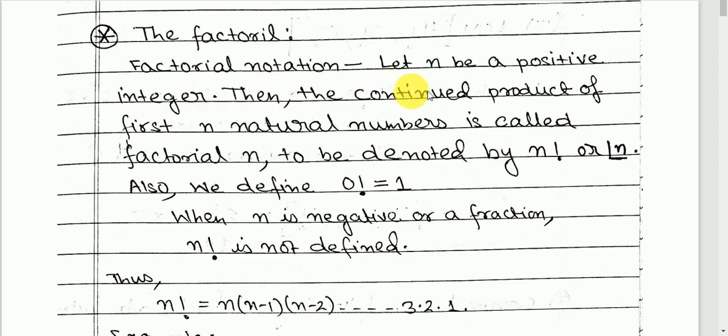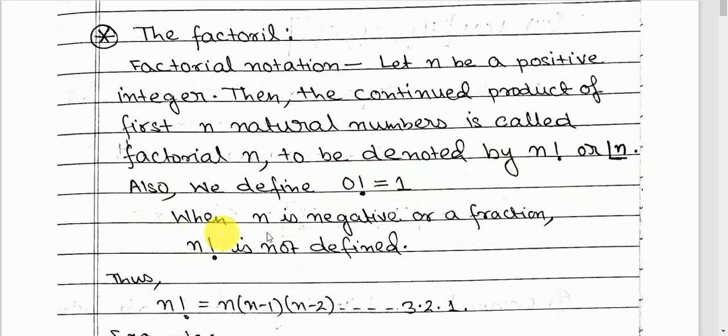Then the continued product of the first n natural numbers is called factorial n, denoted by n followed by an exclamation mark, or you can see it's something like L with the n written over here. So either you write n and then exclamation mark, or you can write this way. It means factorial n. We also denote factorial 0 is equal to 1.